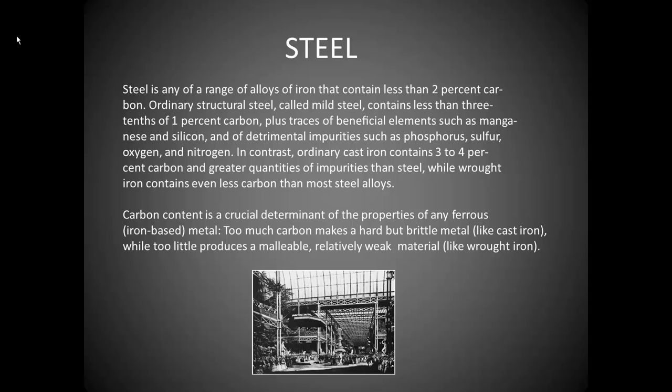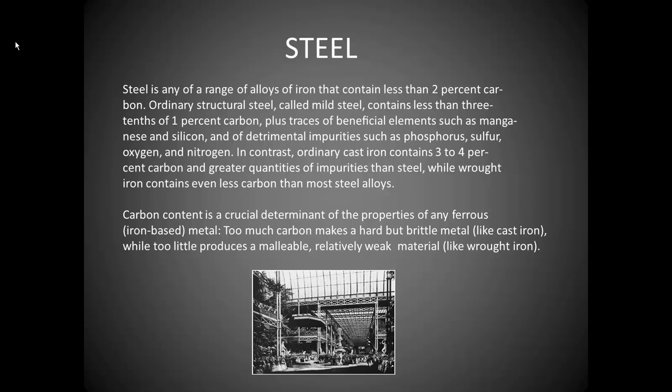So steel, this first couple of slides I pulled out of one of the textbooks I've used in the past, and I'll read through these first couple and then we'll kind of skip through the rest of it. This will be available for download as a PDF file, so you can use it as a study guide. Steel is a range of alloys of iron that contains less than 2% carbon. Ordinary structural steel, called mild steel, contains less than 0.3% carbon. The less carbon, the less brittle.